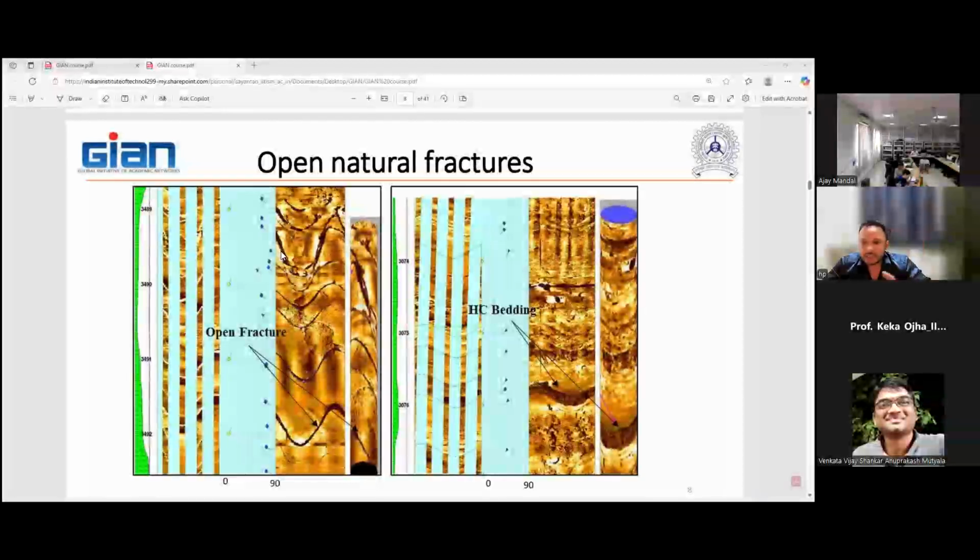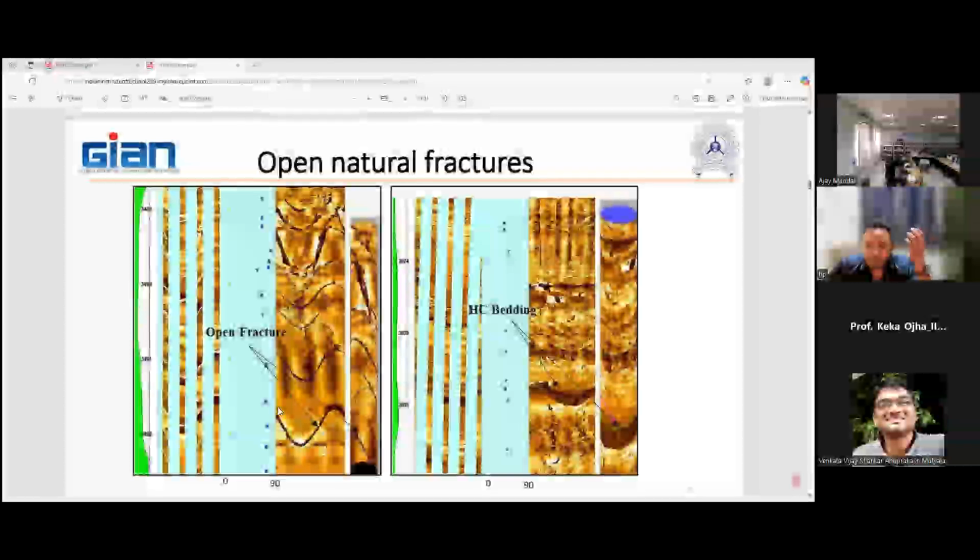Actually, these are straight planes that intersect the wellbore. One thing about image log interpretation is that the lower the resistivity, the darker the color, and the higher the resistivity, the brighter the color. So if you talk about these natural fractures, do they have lower resistivity compared to the matrix or higher resistivity compared to the matrix? As I mentioned, lower resistivity is shown in dark color. Yes, lower.